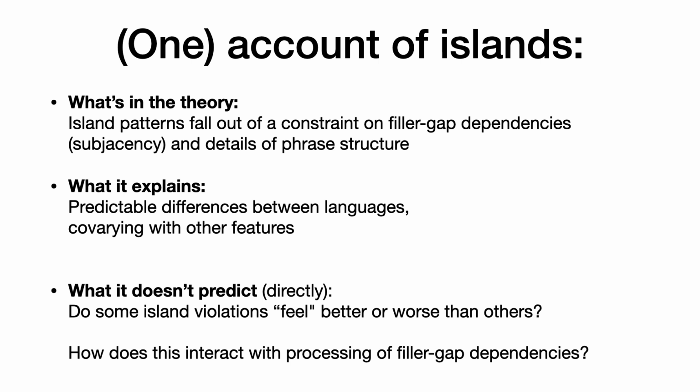So what this kind of theory explains is these predictable differences between languages that co-vary with other features. If Bulgarian lets you put lots of stuff at the left edge, then you predict that you shouldn't have double wh islands. If Spanish lets you put subjects after verbs, then you predict you should be able to avoid violating that trace constraint. What it doesn't predict, what we haven't said much about, is whether all islands are similar or not. And the answer to that seems to be no. So some islands do seem to be worse than others. And this theory does not try to say anything about that.